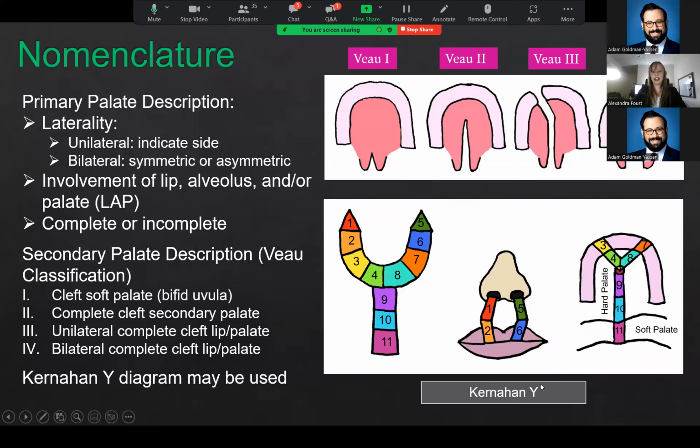And then the Kernahan Y, this is a diagram of it. And actually, like in fellowship, we had this on our sheets when we would read these fetal cases, and you would mark off the components that you thought were involved.